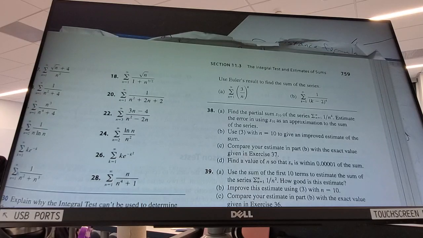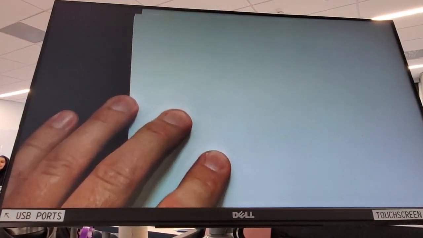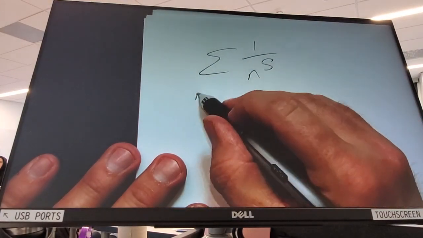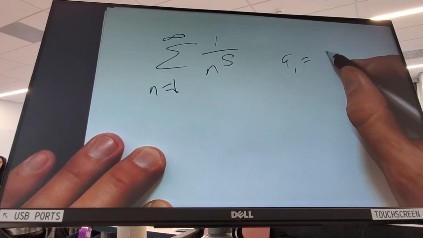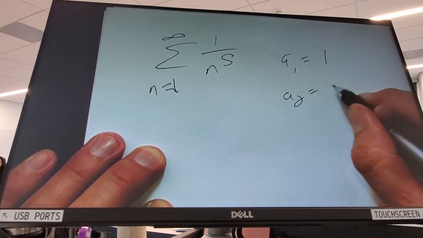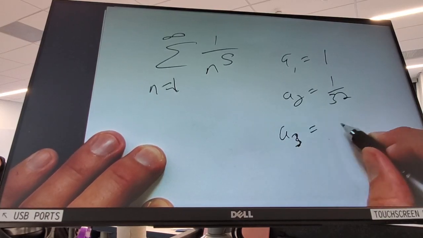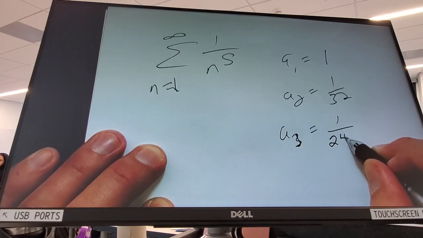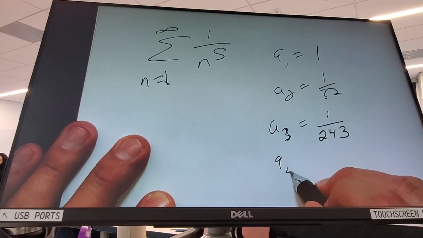Okay? So real quick, if you guys would have just reacted a little bit better, I would not have done this, but here we go. Let's do this. I'm going to leave that one for you. What's A1? 1. What's A2? Good, what's A3? What's A4?